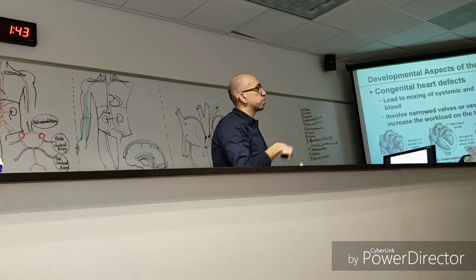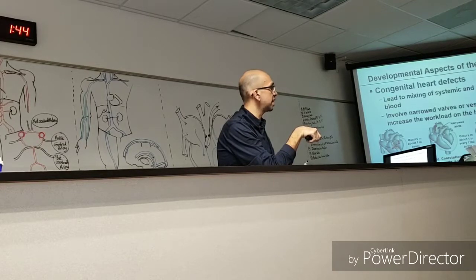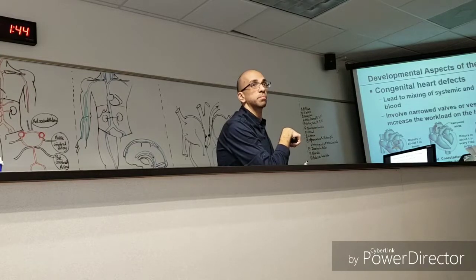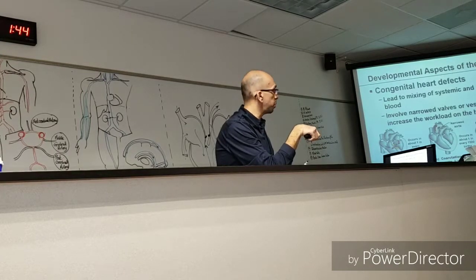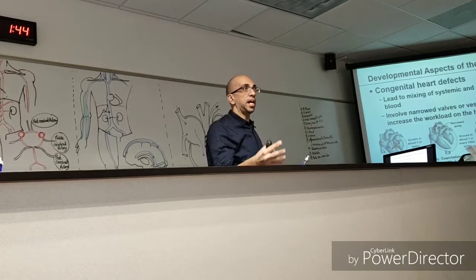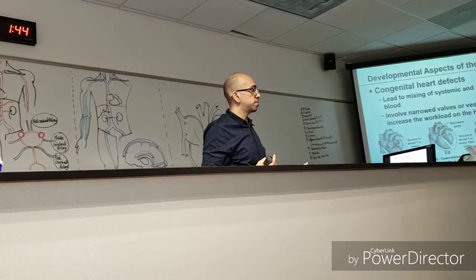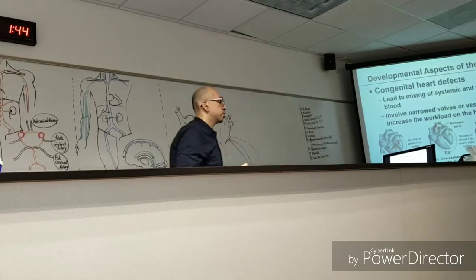Here I have multiple problems at the same time. So I have narrowed base of the pulmonary trunk. I have overriding aorta. Aorta is going to be getting the blood from the right and left sides. I have a VSD, ventricular septal defect. Those patients with tetralogy of Fallot will have cyanosis from day one. I have bluish discoloration of the skin from day one. Questions?